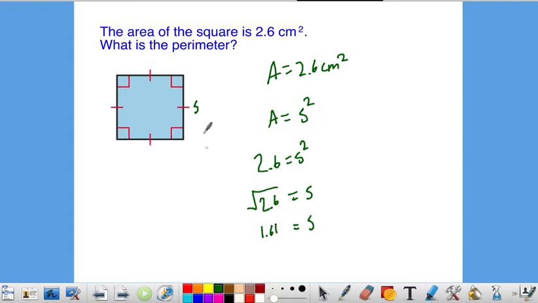And then from there, to find the perimeter, we're just going to multiply that by 4 because there's 4 sides. And we get 6.45. And that would be centimeters. So this is another multi-step problem where you find one side and then you multiply that side by 4. Finding this one side by taking the square root is something that I assume you did a fair amount of in Algebra 1 last year, wherever you took that.